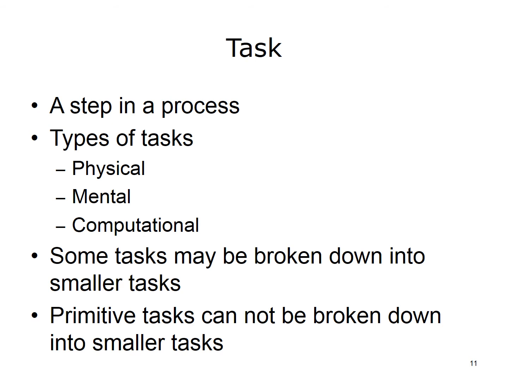Physical tasks are actions that humans or machines perform. For example, moving supplies from the loading dock into a manufacturing facility. Mental tasks are those that are performed by the human mind. For example, reading or reasoning. Computational tasks are those performed by humans or machines that involve manipulations of values or calculations. Also, it is helpful to think of tasks in terms of composite or higher-level tasks that are composed of smaller tasks, and of the primitive tasks that cannot be broken down into smaller tasks or subtasks.